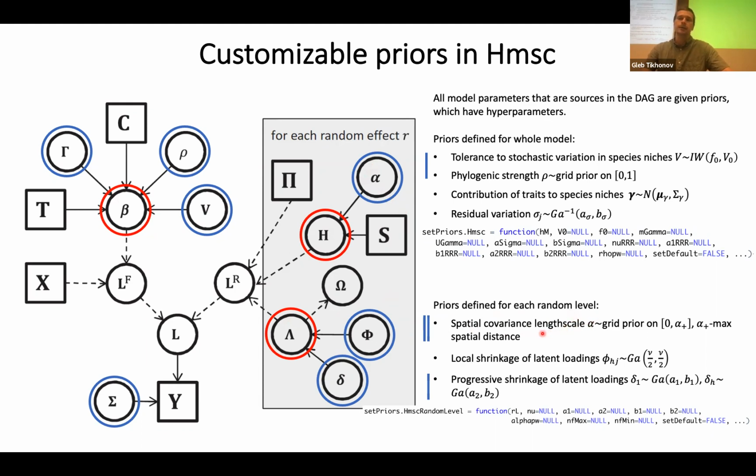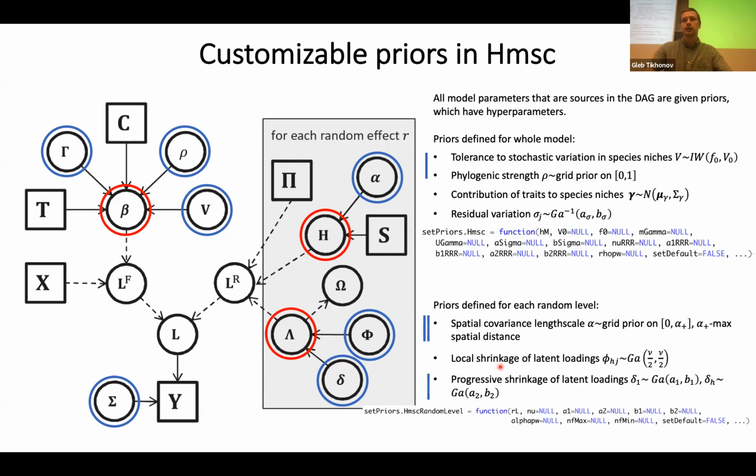And this is probably the most commonly necessary parameter to adjust, especially if you're doing spatial studies, and you need to account for spatial dependence both on a very small scale and on a very large scale. Then there are parameters corresponding to the local shrinkage of latent loading and progressive shrinkage of latent loading, which together make up the so-called multiplicative gamma process shrinkage prior, which is the prior for the lambdas, for the latent loadings themselves.